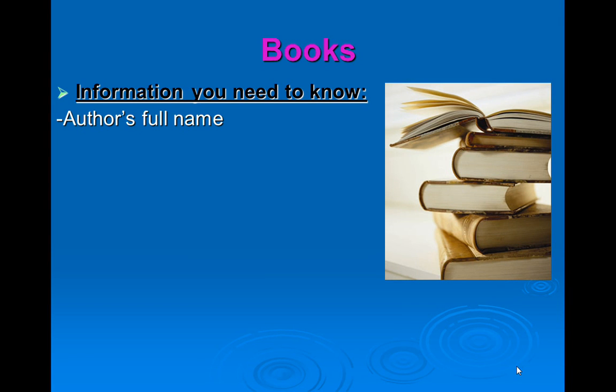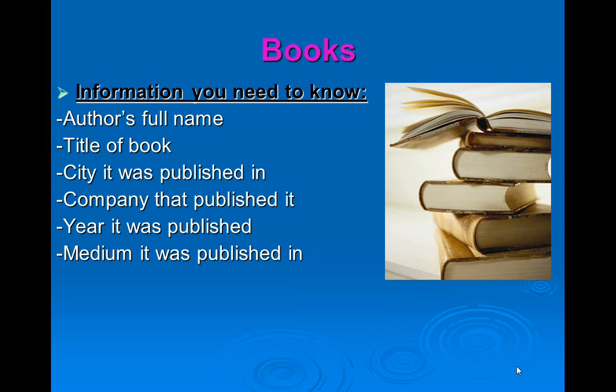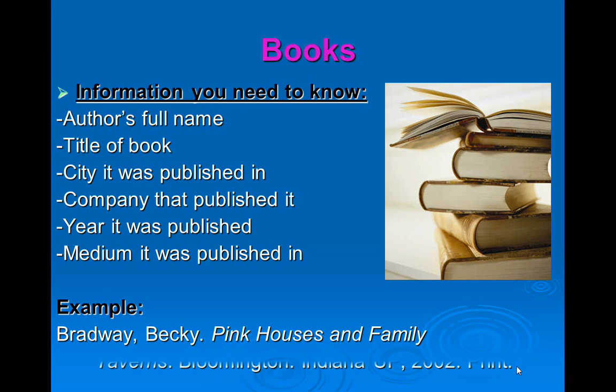So you need to know the author's full name, the title of the book, the city it was published in, the company that published it, the year it was published, and the medium it was published in, which, if it's a book, is always going to be print. If it's a book you can hold in your hands rather than an e-book, that is. So when you put it all together, this is what it looks like.